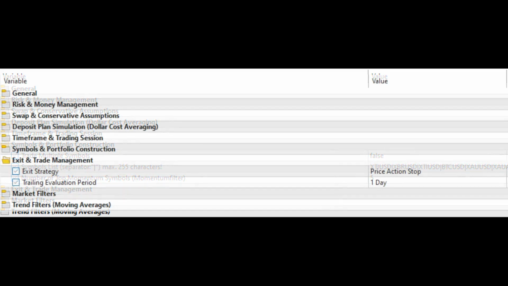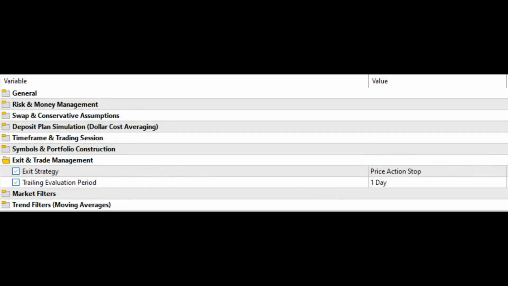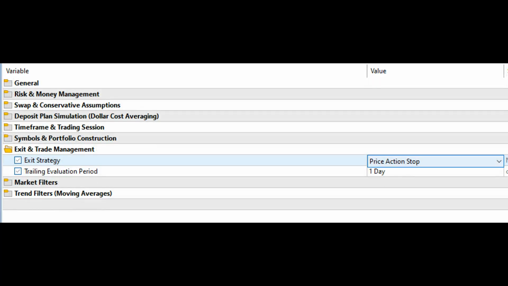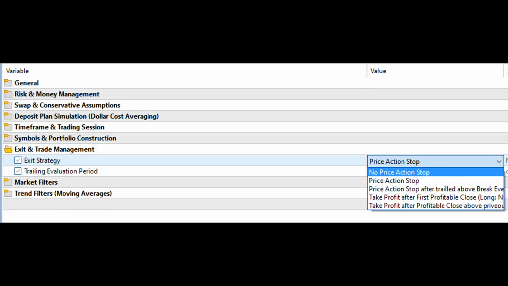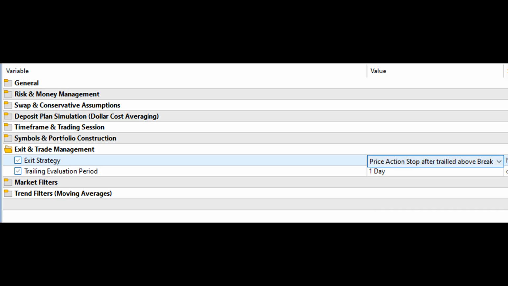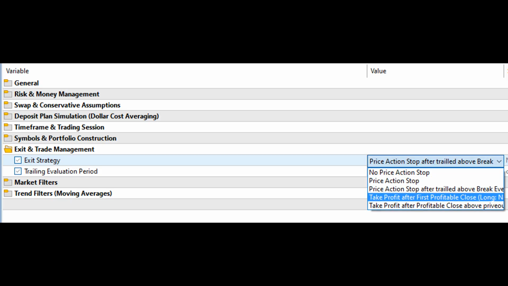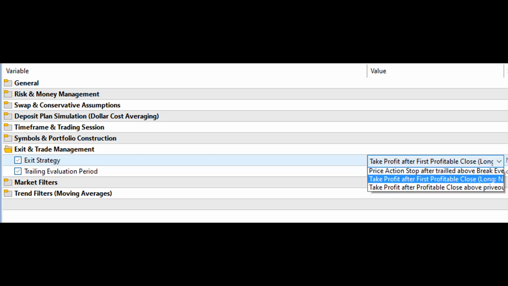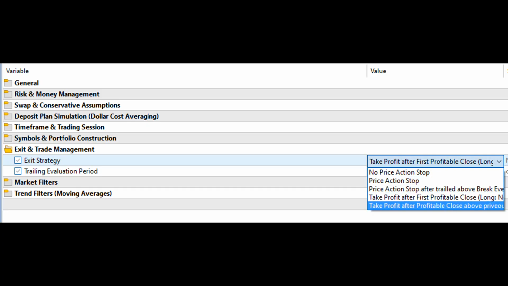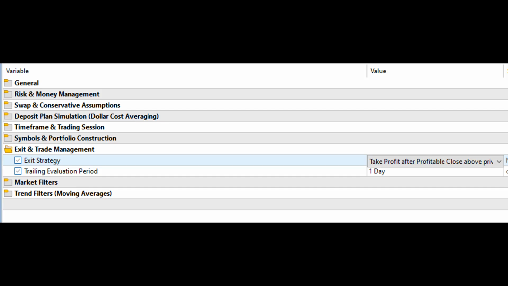Next, we move to the exit and trade management section. The exit strategy parameter controls how open positions are closed and protected. The default mode is called price action stop. Other modes exist in the code, such as no price action stop, after trailed above break-even, take profit after first profitable close, and take profit after profitable close above previous highest price.